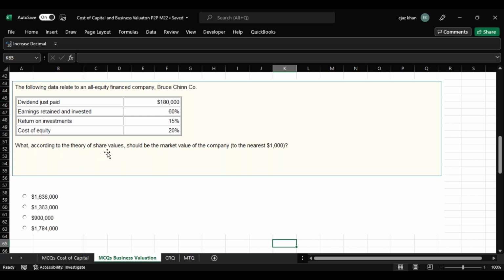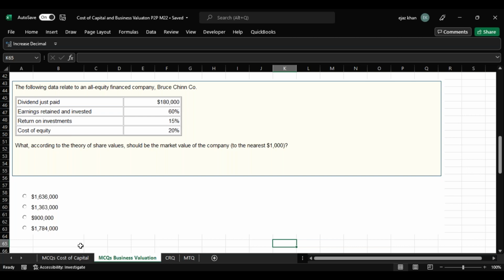According to the theory of shares value, when they say theory of the shares value, they mean traditional theory. And traditional theory about shares valuation is the dividend valuation model, which values the shares on the basis of the future dividends, the market value of the company to the nearest $1,000. We need to use the dividend growth model to predict the value of the company, but we don't have growth in the question, so we have to find out the growth.